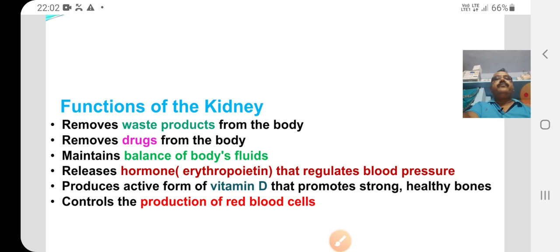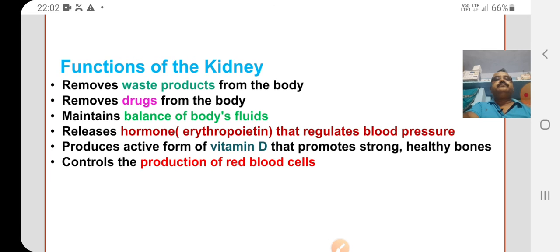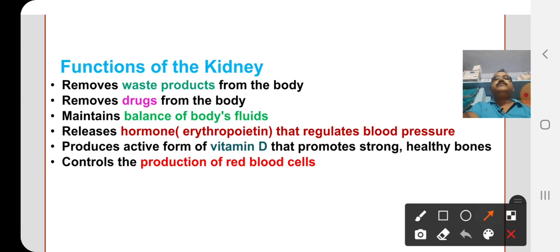Let us discuss function of the kidney. Kidney removes waste from the body. These also remove drugs from the body. These maintain balance of body fluids, and release hormones such as erythropoietin, and regulate blood pressure. Kidney produces active form of vitamin D that promotes strong and healthy bones. Kidney controls the production of red blood cells.